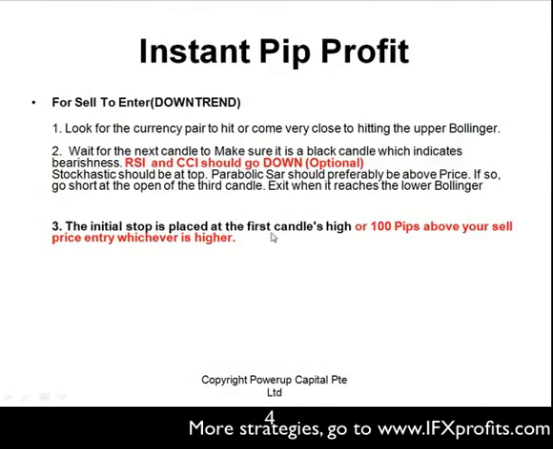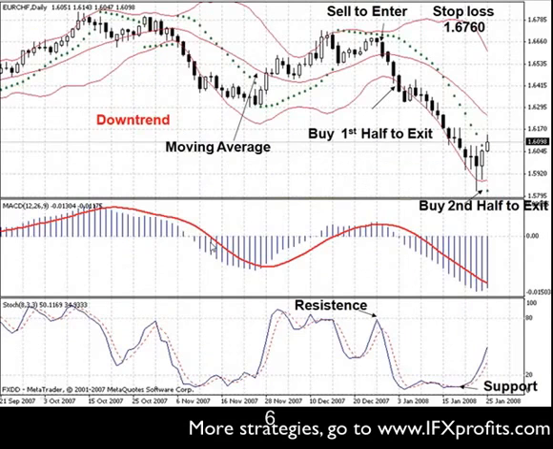Now the initial stop loss is placed at the first candle high or 100 pips above your sell price entry, whichever is higher. So this is your first candle, this is your second, this is your third. So you place a stop loss here or 100 pips above your sell entry price. So our sell entry price is 1.6660. So 100 pips above 1.6660 is 1.6760. So that becomes our stop loss.